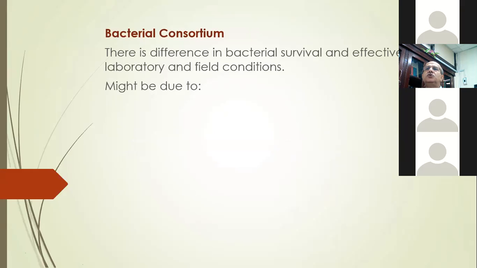So what is the benefit of a bacterial consortium? There is a difference in bacterial survival and effectiveness in a laboratory and field conditions. Say, for example, you are using only one bacterium. You tried it under lab conditions and it worked very well. It solubilized the phosphorus under lab conditions. But when you applied it under field conditions to the plant, it did not survive over there. So it means your product is lost because it had only one type of bacteria.